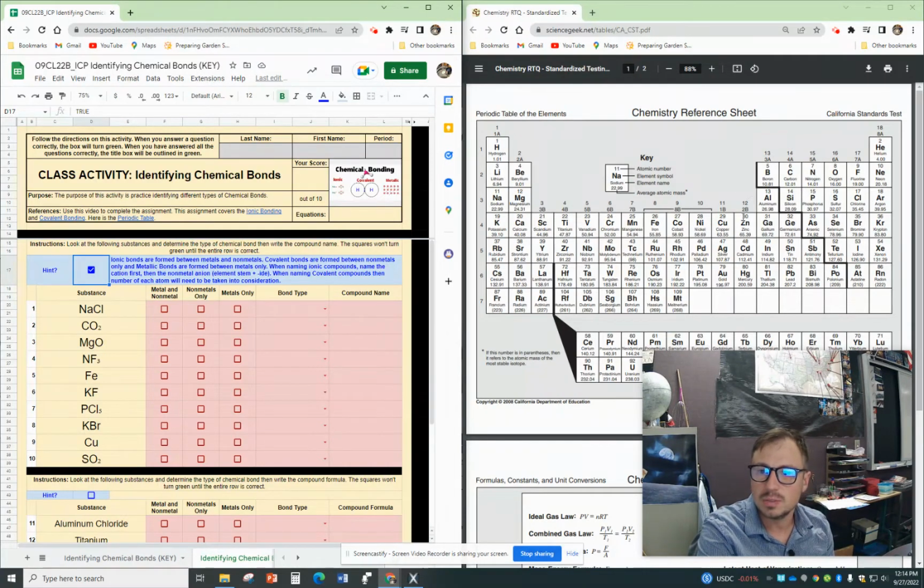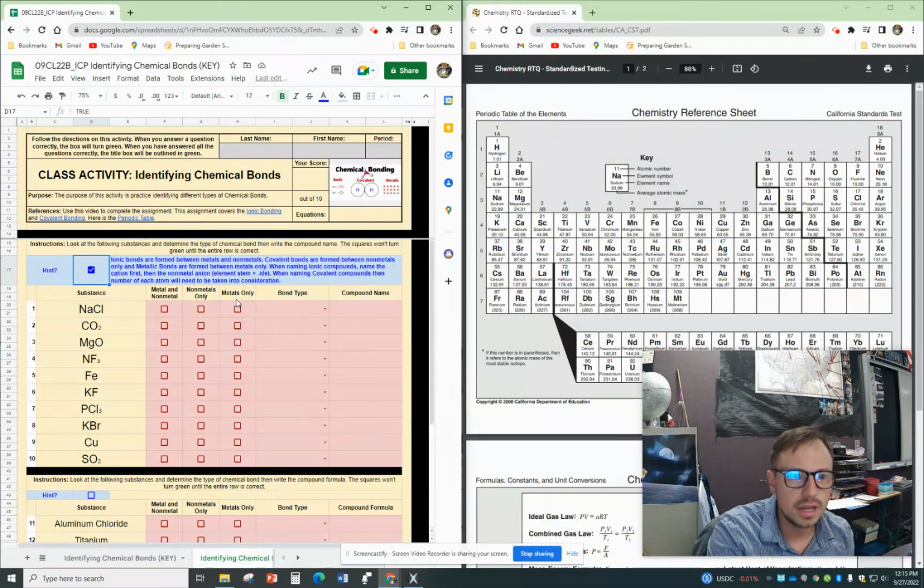But essentially, if you look at this periodic table, there's this little staircase right here, this bold staircase. Everything to the left of it is a metal. Everything to the right of it is a nonmetal. And hydrogen is also a nonmetal. There are some metalloids in there, but that really doesn't come into play here.